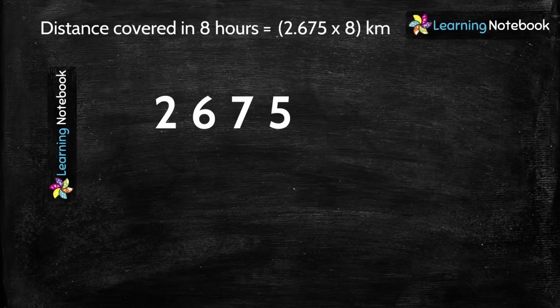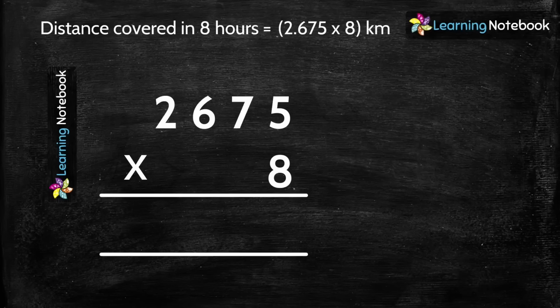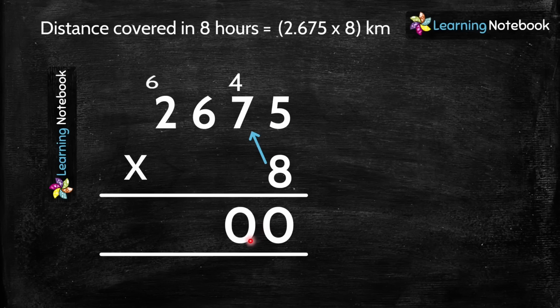We will multiply these numbers as we multiply whole numbers. So 8 into 5 equal to 40. Carry 4 and write 0 in the answer. Then 8 multiplied by 7 equals 56 plus 4 carry equals 60. Carry 6 and write 0 in the answer. Next, 8 into 6 equal to 48 plus 6 equals 54. So carry 5 and write 4 in the answer.